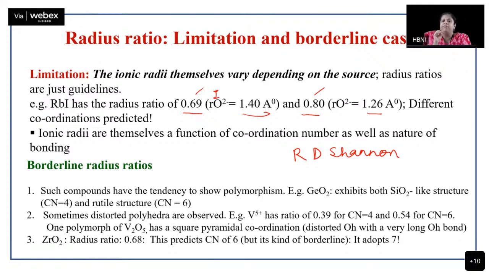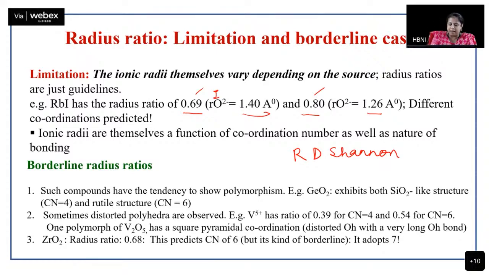If you have a compound wherein your cations have borderline radius ratio, they have the tendency to show polymorphism. What is polymorphism? A compound, when it can exist in more than one structure. That is called polymorphism.